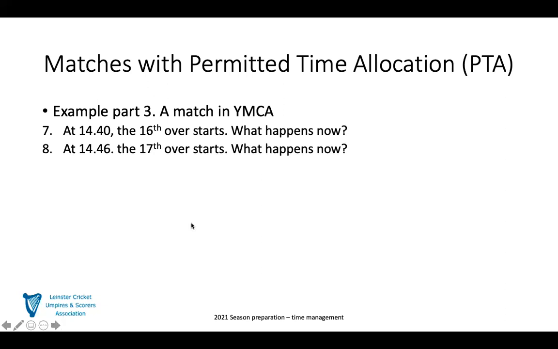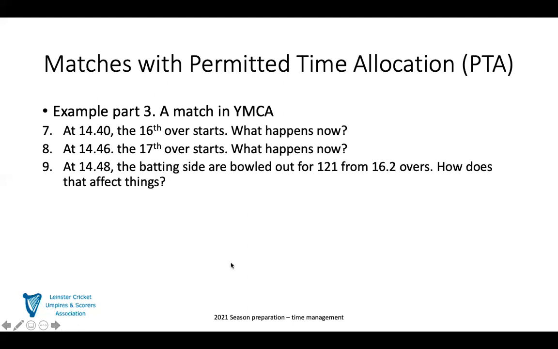Okay, and then at 14:46, the 17th over starts. What happens now? And then at 14:48, the batting side are bowled out for 121 from 16.2 overs. How does that affect things? And again, I don't want to give too much away, but this was Kevin's point from earlier on.